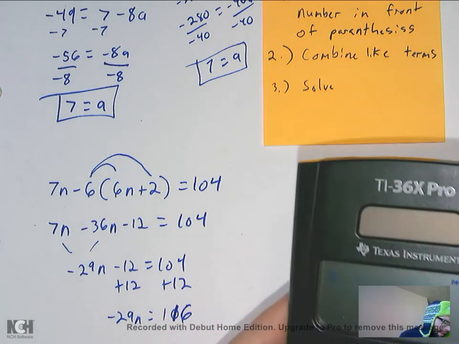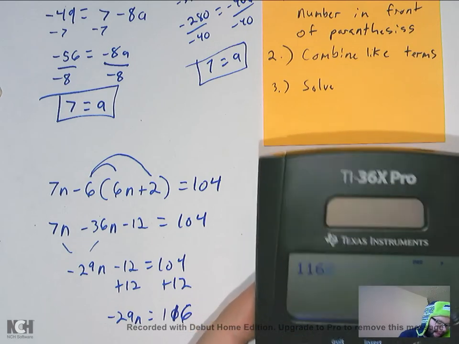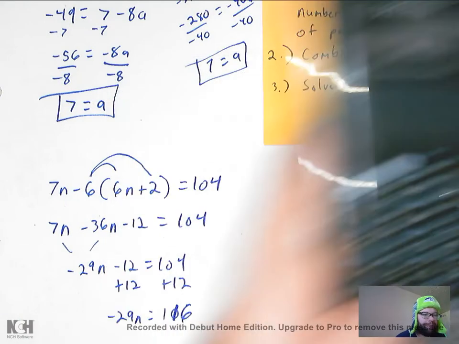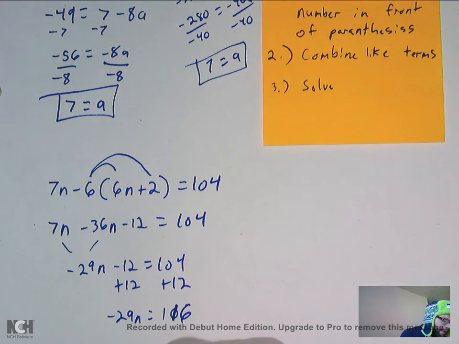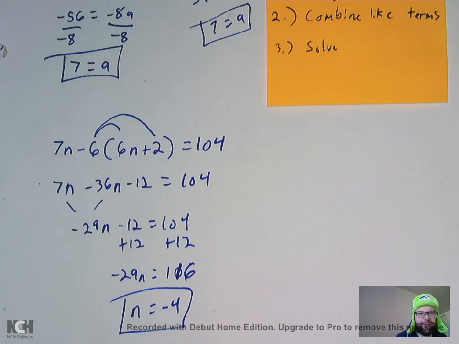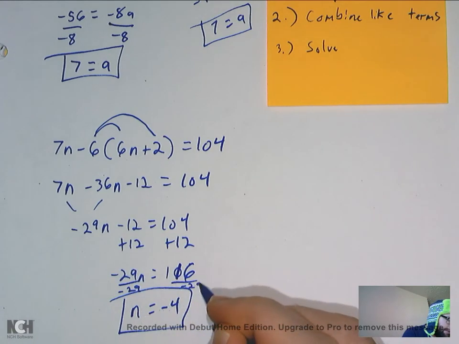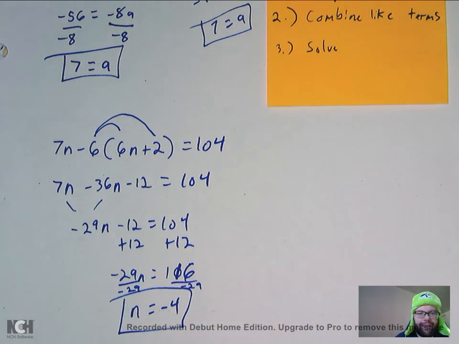116 divided by negative 29 is going to be negative 4. So n is going to equal negative 4, and that would be my answer. Not too tough, right? I divided by negative 29, in case you can't see that. And that's how I got n equals negative 4.